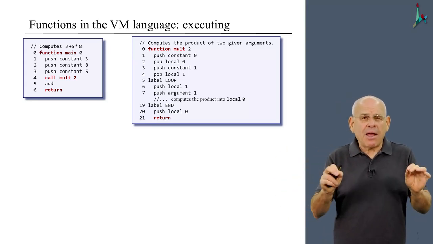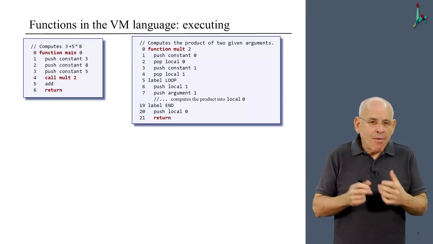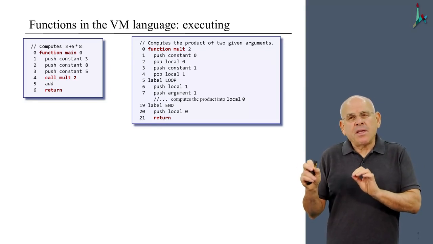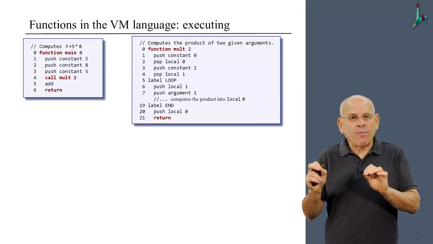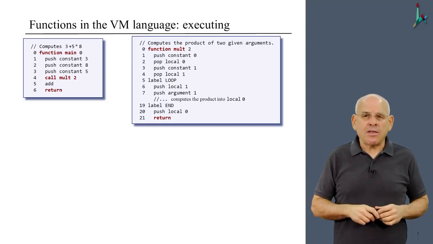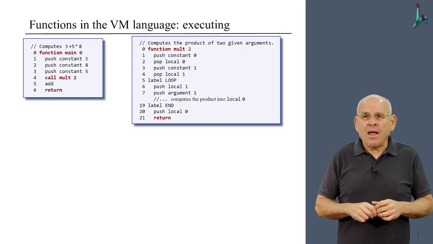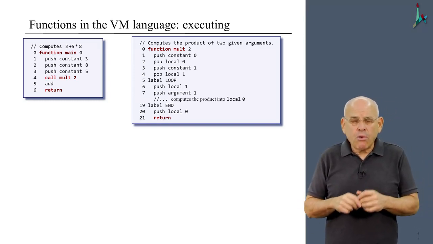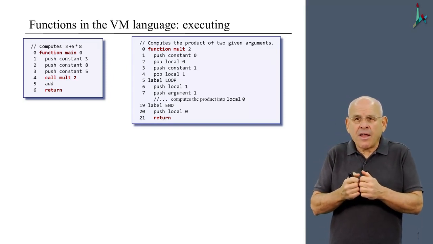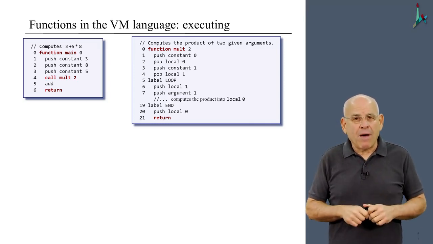This syntax implies the following. Call, I'm going to call a function. The name of the function that I want to call is mult. And the following number informs how many arguments were pushed onto the stack before staging this call. So notice what the VM programmer did here. The VM programmer pushed the constant 8. Then she pushed the constant 5, and then she called mult.